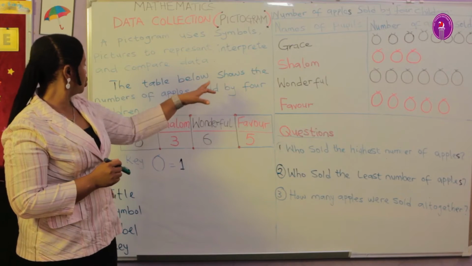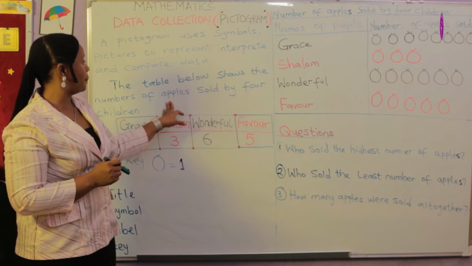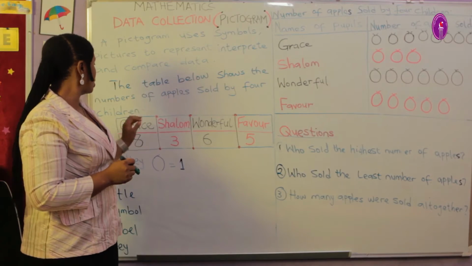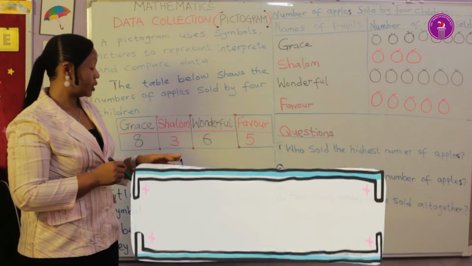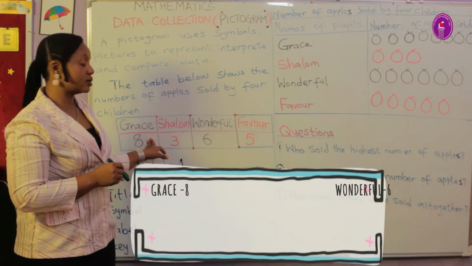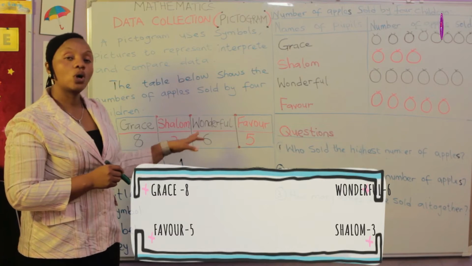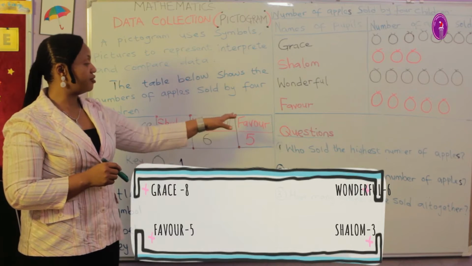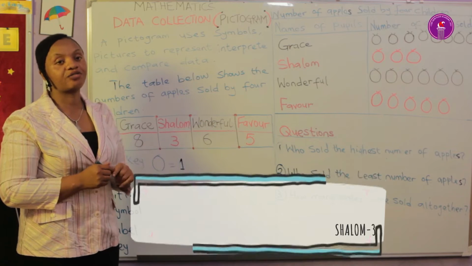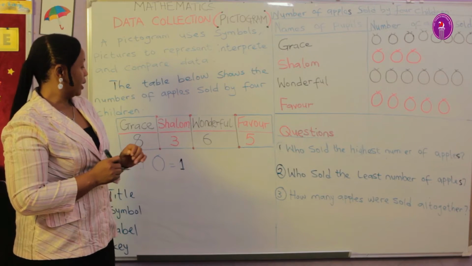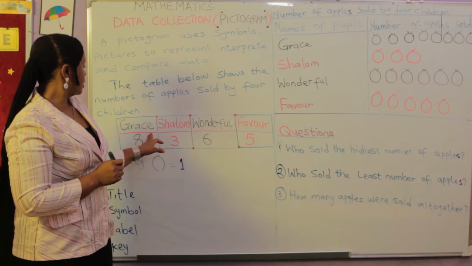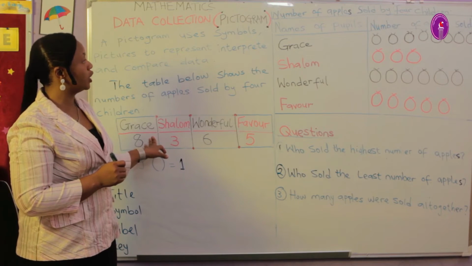The table below shows the numbers of apples sold by 4 children. Grace sold 8, Shalom sold 3, Wonderful sold 6, and Favor sold 5. Okay, let's represent this data on a pictogram.